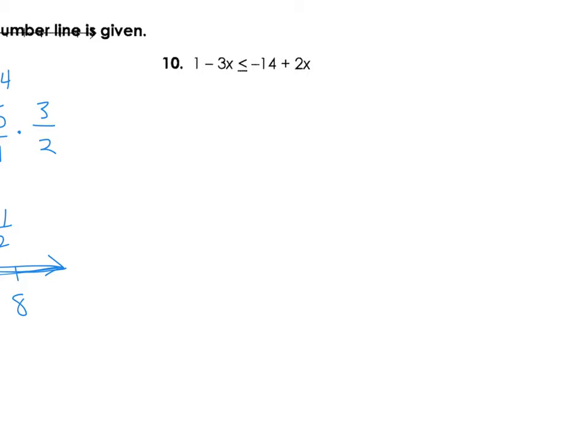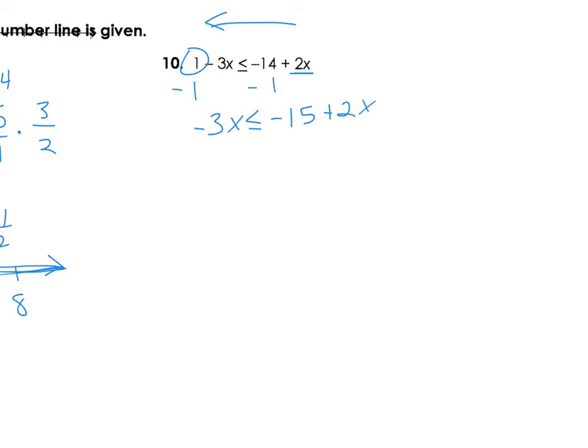Number 10. I want to get my variables on this side. So in order to do that, I'm eventually going to move this 2 over here by minusing 2x. But before we do that, I'm going to look for any addition or subtraction. And I want my numbers to go over on the right-hand side. So I'm going to get rid of this positive 1. I'm going to minus 1 from both sides. That would give me -3x less than or equal to -15 plus 2x.